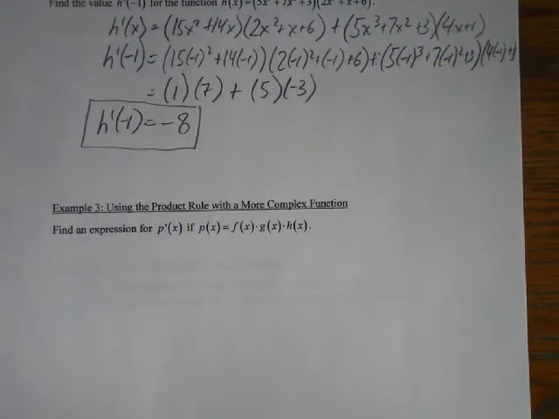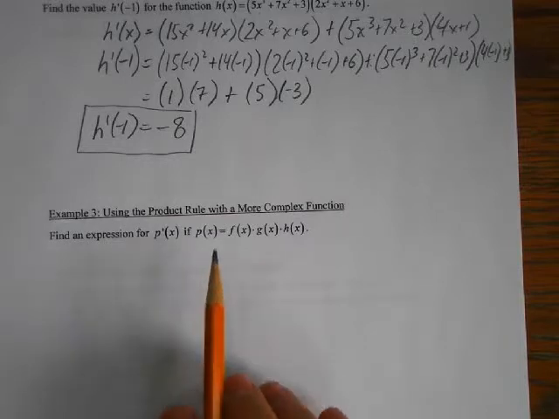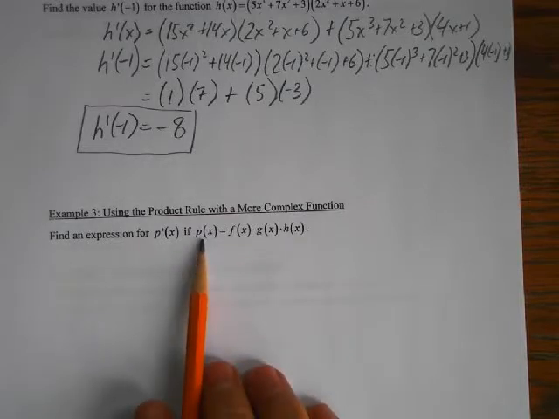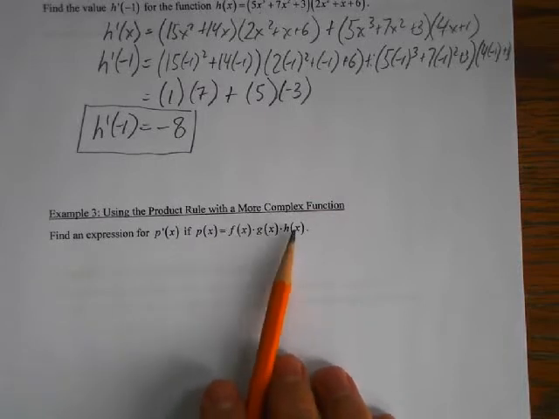Okay. This is an interesting question because we looked at what if you multiply two functions together, how do you take the derivative of that? So in this case, we have this function p of x, which is the product of three different functions, f of x times g of x times h of x. So how would the product rule relate to that?